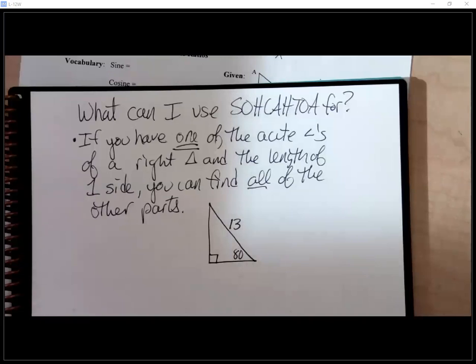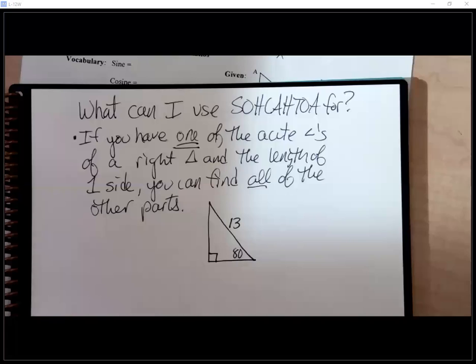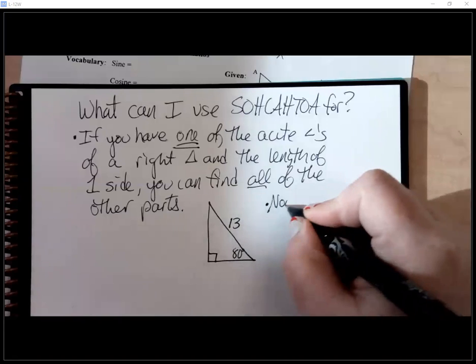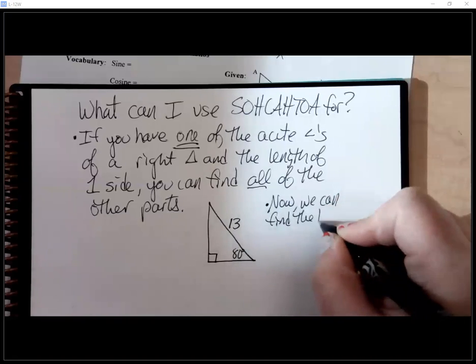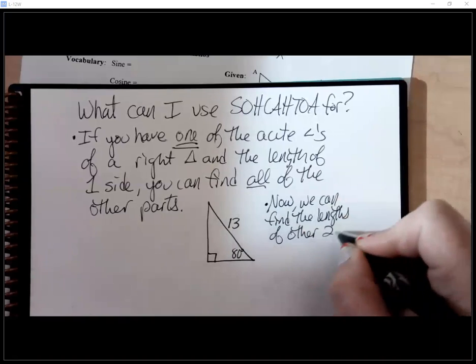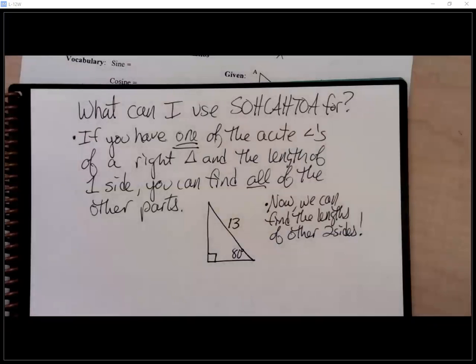Here we go. You ready? Well, hold on. I'll tell you the other second thing and then I'll show you how to do this. Oh my gosh. Okay, so I'll just give you a preview. Now we can find the lengths of the other two sides. Again, I'll show you how to do that in just a minute. But let me tell you the other fun thing that Sohcahtoa does, and that skill we'll practice probably tomorrow.